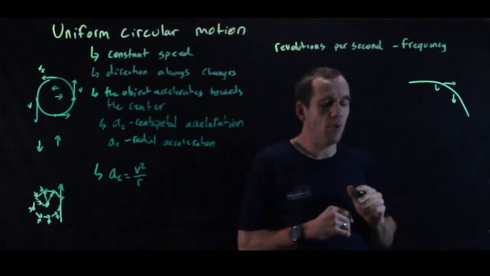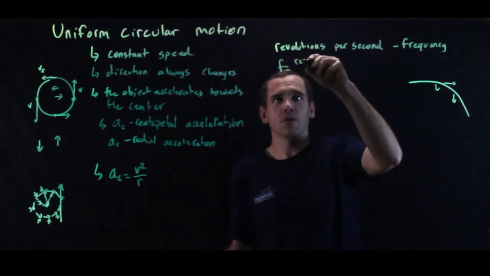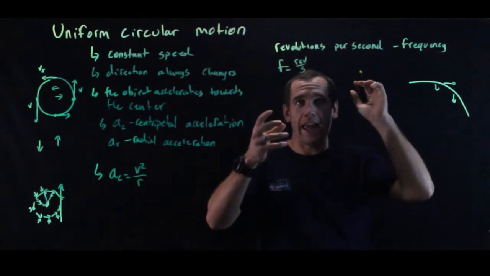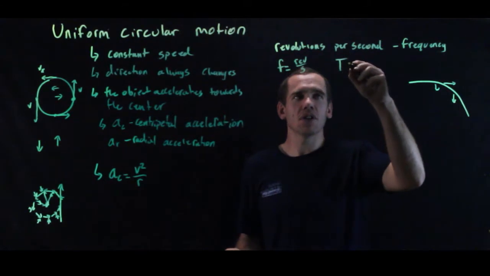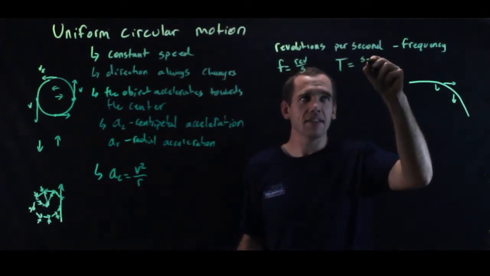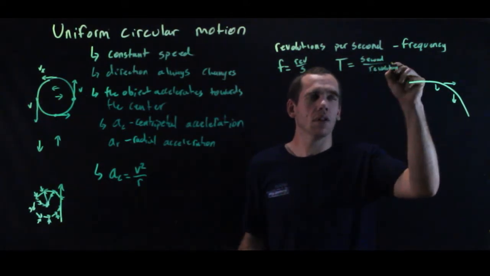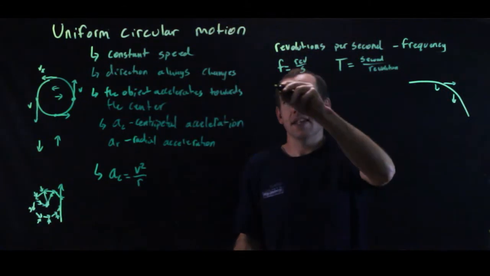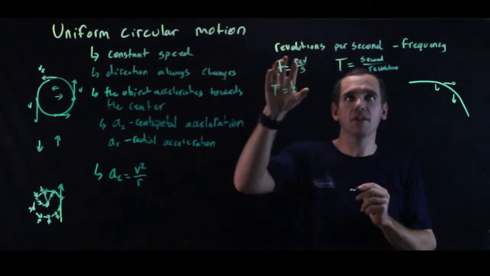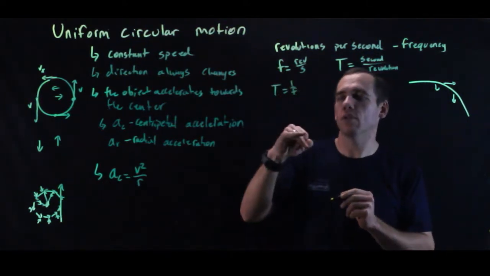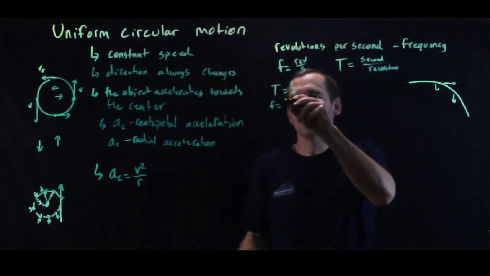Now, if we think about what that is, f equals revolutions per second, we can invert that. We can say, well, how long does it take for one revolution, right? So the time for one revolution is called period, and this is equal to seconds per revolution. Okay? Now, what that means is that frequency and period are inverses of each other. So frequency, revolutions per second, period, time for one revolution, and so period is 1 over frequency, or if you would like, frequency is 1 over period.